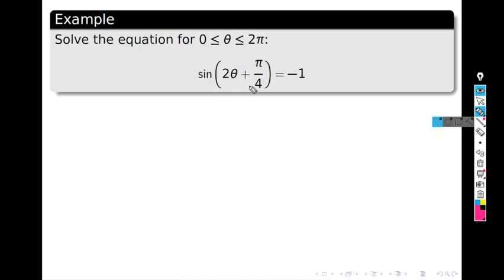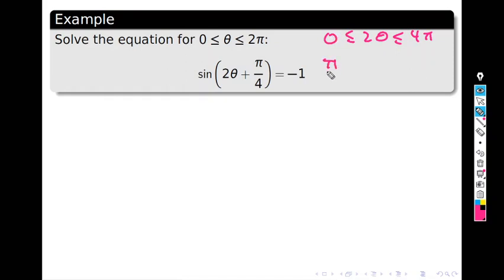So basically you want the bit inside your domain that's squished between the two extremes to look like this. The easiest way to do that is first do the stuff that's done to theta. So in this case, times by 2. So we times both sides by 2. Well, 0 by 2 is just 0. 2 theta is less than 4 pi.